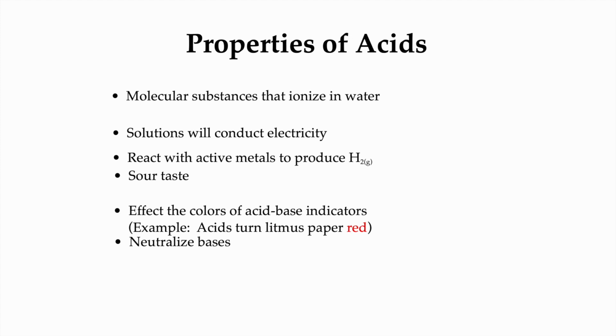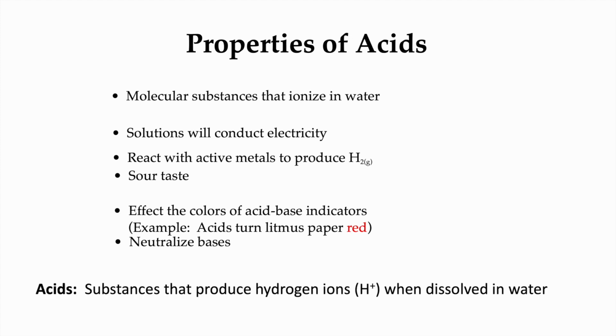And they will change the color of acid-base indicators. So for example, if you have litmus paper as your indicator, an acid is going to turn litmus paper red. And acids will neutralize bases. And the technical definition, or at least one of the technical definitions for an acid, is a substance that produces hydrogen ions when dissolved in water. So anytime we have an aqueous solution of an acid, you're going to have H+, or hydrogen positive ions.